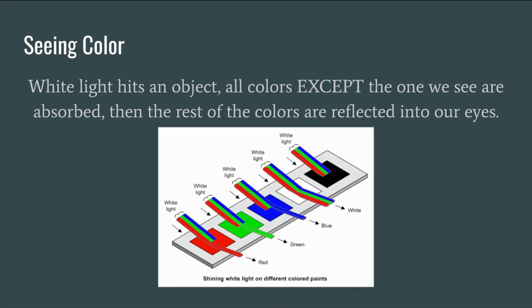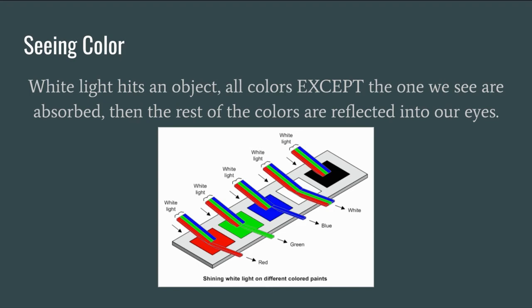Now, how do we see color? So we've already addressed that light hits an object and reflects into our eyes. But if it was all white light and it would reflect all the light, we would just see white all the time, which we don't, right? We do see white, but I'm seeing plenty of other colors right now.